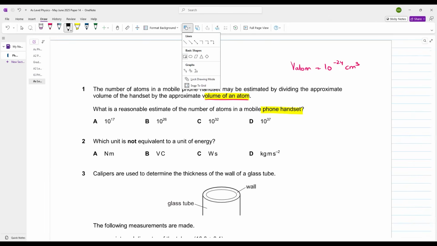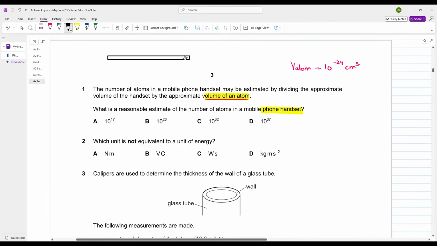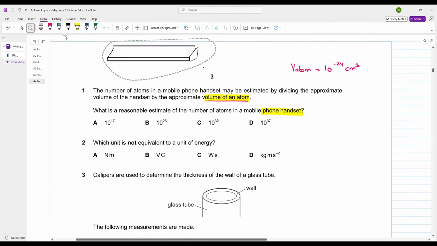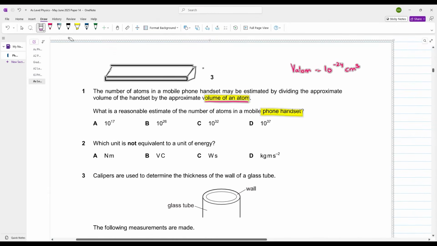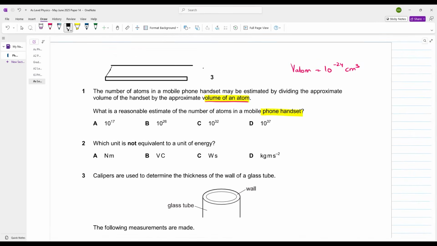A normal mobile phone looks something along this line, basically a 3D cuboid. Let me draw it correctly. Somewhat like this, a 3D cuboid. The length can be assumed to be 10 centimeter. The width can also be assumed to be 10 centimeter. And the thickness can be assumed to be 1 centimeter.